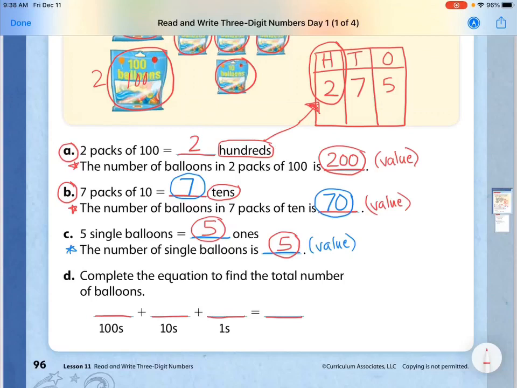So D says complete the equation to find the total number of balloons. Remember, we need our values this time. So pause the video, write your values in the spaces, and then get our final 3-digit answer there.